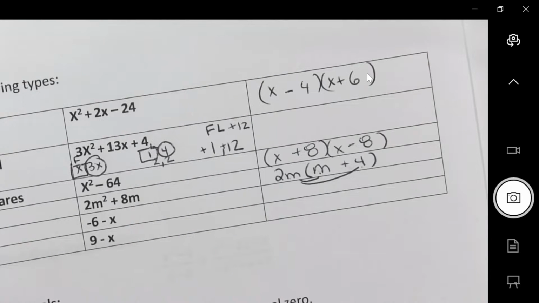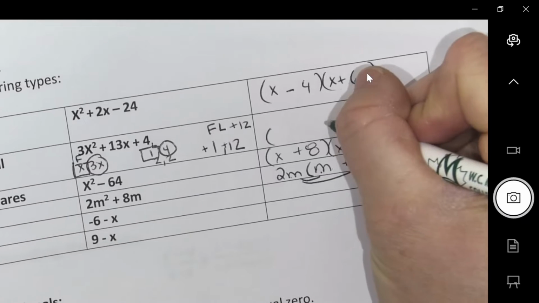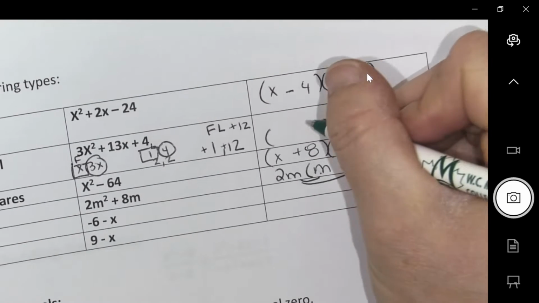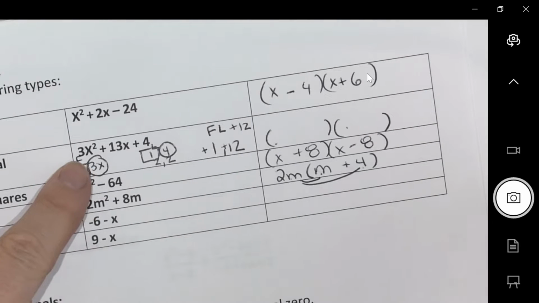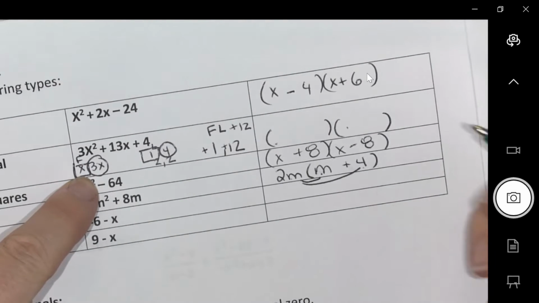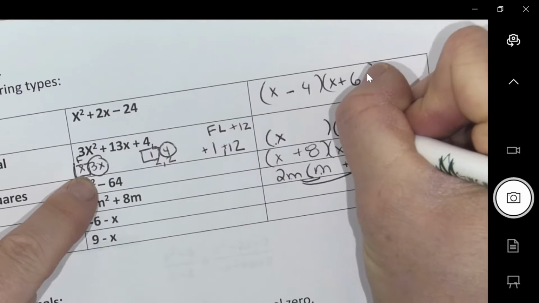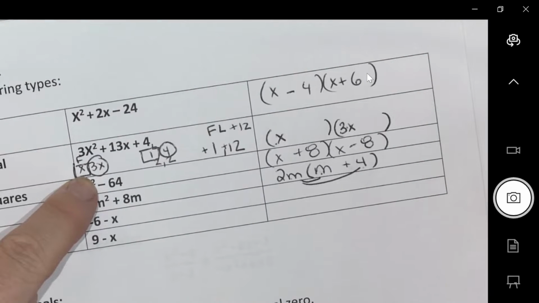I feel like this is the part that's okay. A lot of the errors on the test were in your alignment of this. Okay, you got to understand the FOIL. The first times the first has to make 3x squared. So we already have it listed. x and 3x.